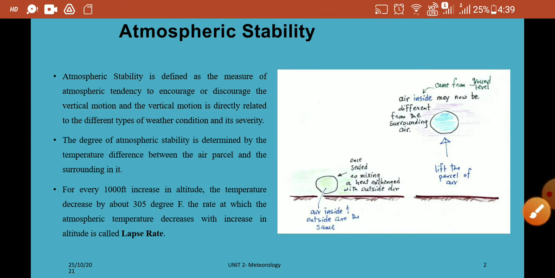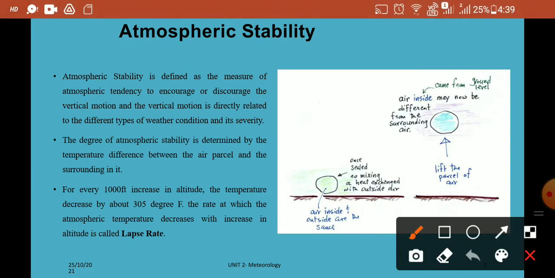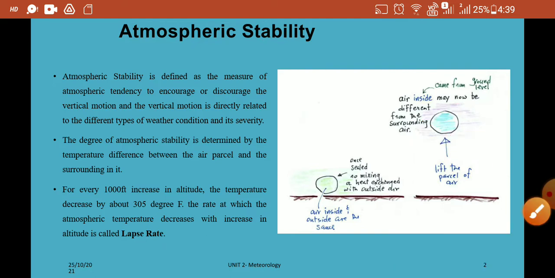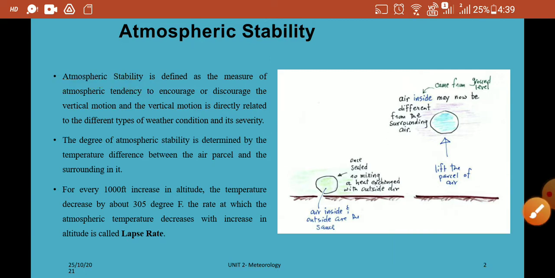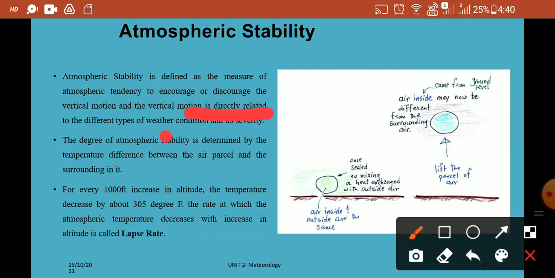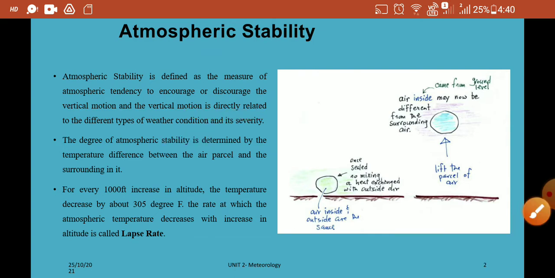In this case, the parcel of air is getting lifted and the air inside may now be different from the surrounding air. This is atmospheric stability. Atmospheric stability is defined as a measure of the atmosphere's tendency to encourage or discourage vertical motions, and vertical motion is directly related to the different types of weather conditions and their severity.